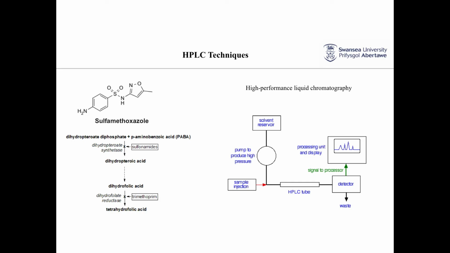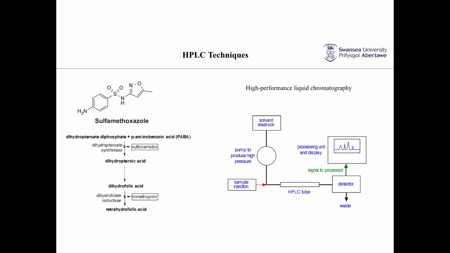This time is measured from the time at which the sample is injected to the point at which the display shows a maximum peak for that compound. Different compounds have different retention times. For a particular compound, the retention time will vary depending on the pressure used, the nature of the stationary phase, the exact composition of the compound, and the temperature of the column.